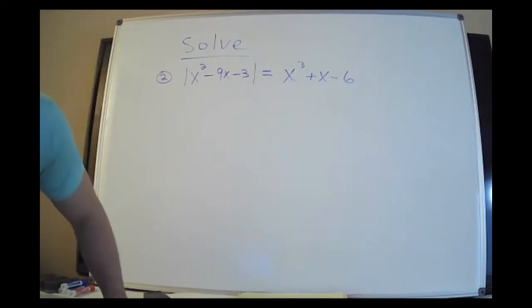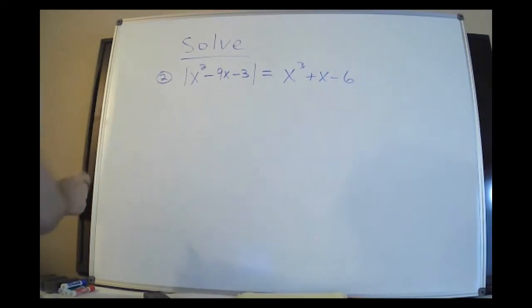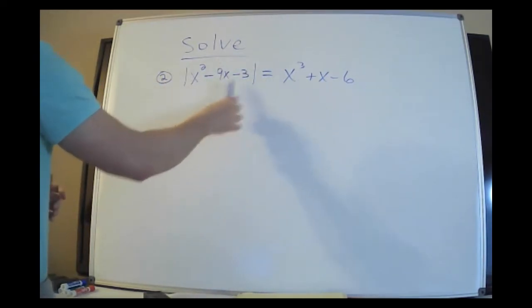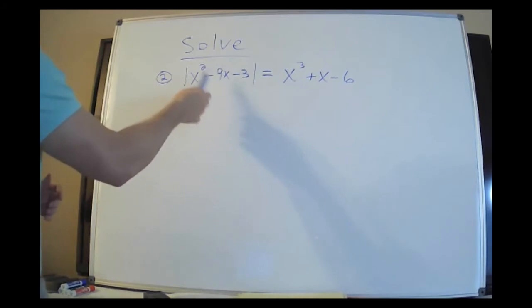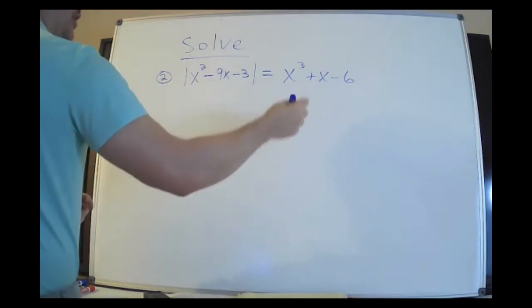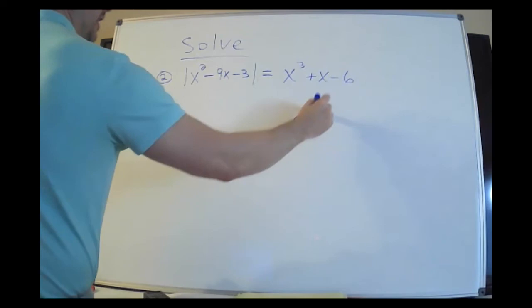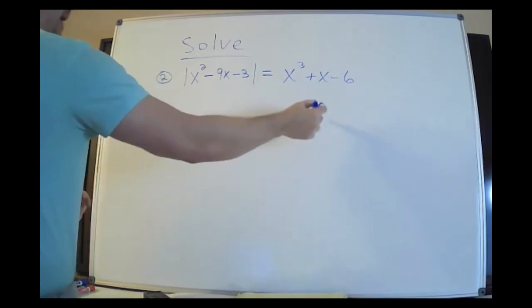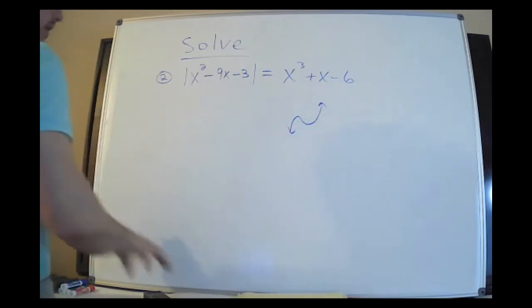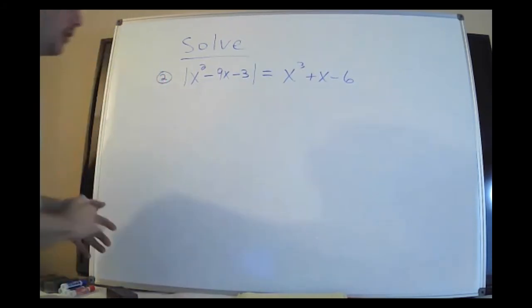All right, so this is the second example. This time I have an absolute value with an x squared in it. This is a really funky graph. And then I have another x cubed. And remember, x cubed usually looks something like this. So I expect that from this side. This side, I have no idea what it's going to look like. But I'm going to graph them both.